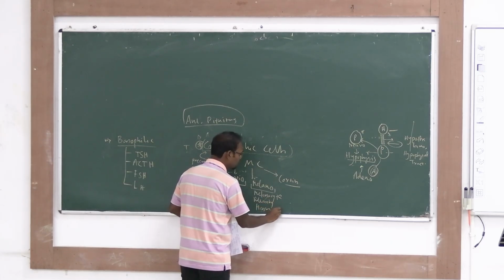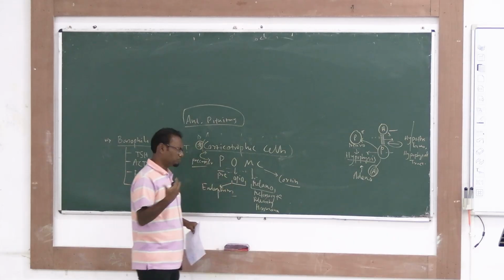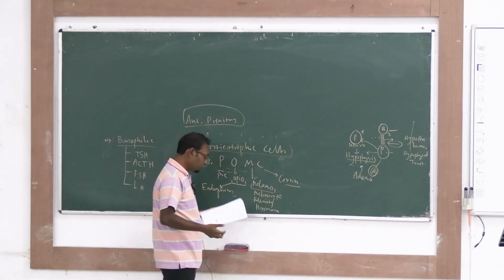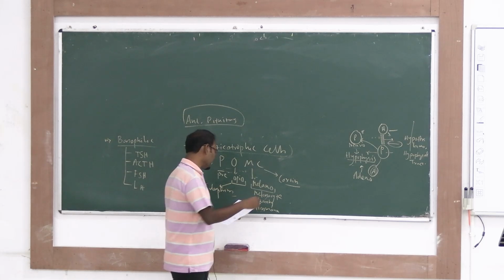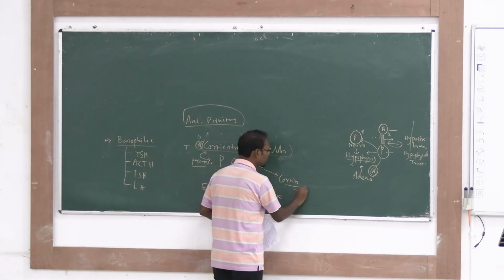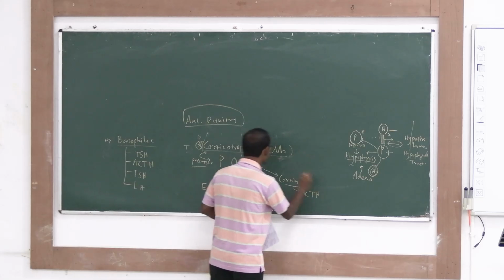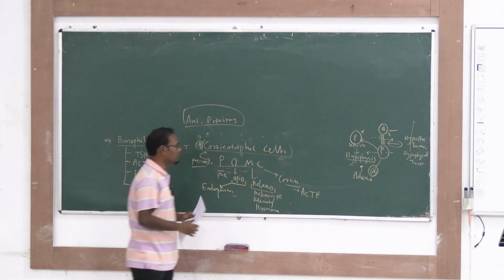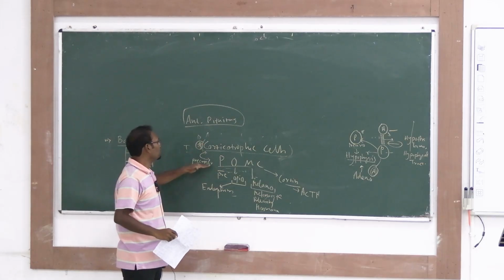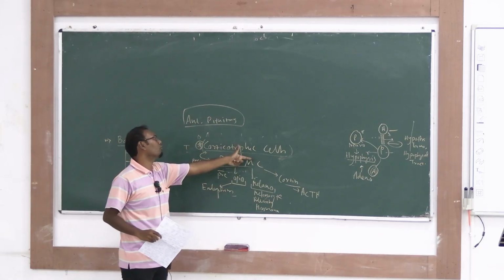It is responsible for color of skin of an individual. And cortin, hearing the name, can you understand who it will affect? ACTH. So these are precursors. When this cell was present, it was releasing these hormones. Finally the precursor converts into corticotrophic cells.